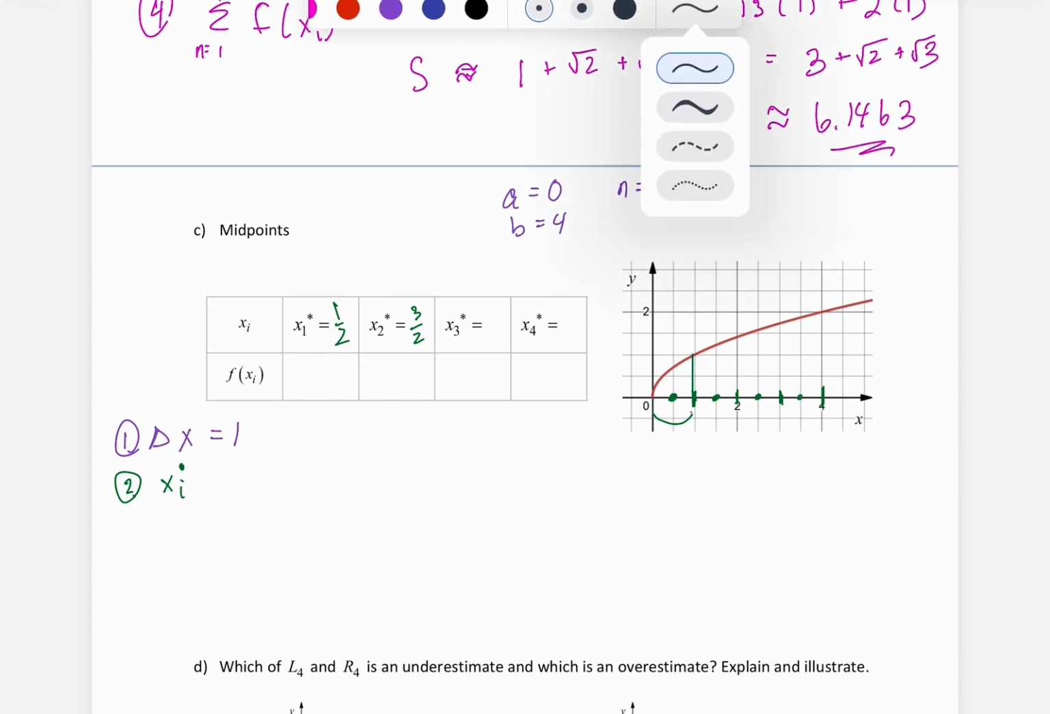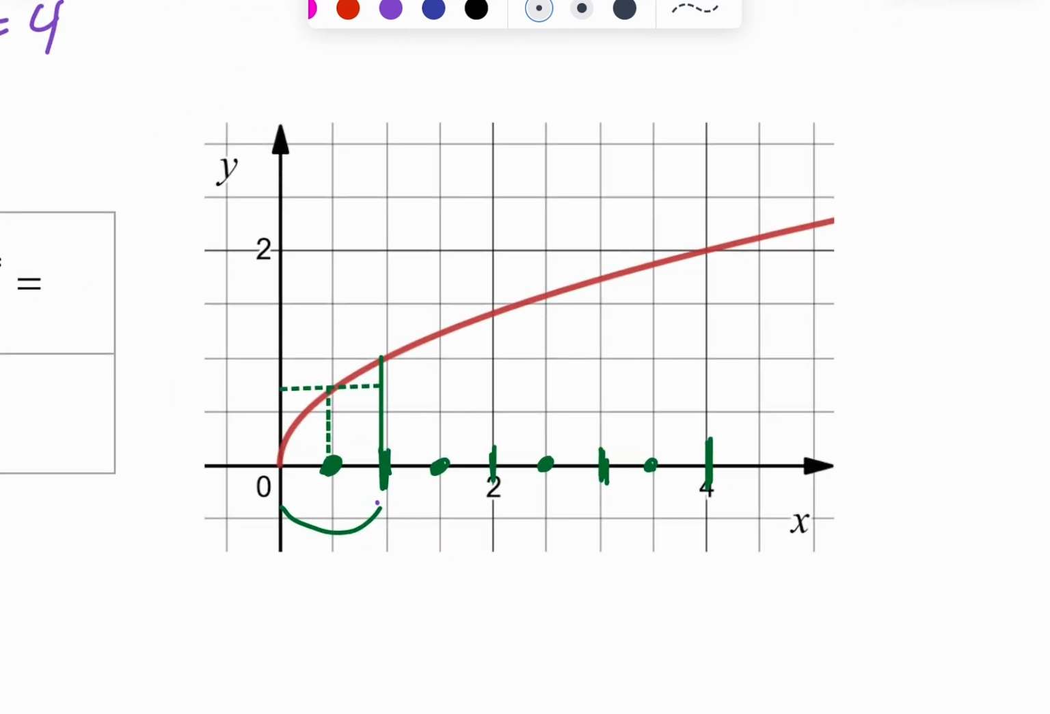So let me draw those in. The height of the rectangle will be at the midpoint. So I start at the midpoint and I go up to the curve, and that decides the height of my rectangle. So in my second interval, I start at the midpoint and I go up to where it hits the curve, and that determines the height of my rectangle. And then at the third interval, I start at the midpoint, I go up to the curve, and that's how tall my rectangle is.